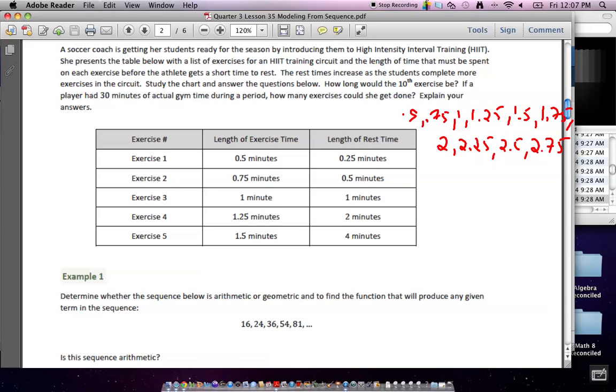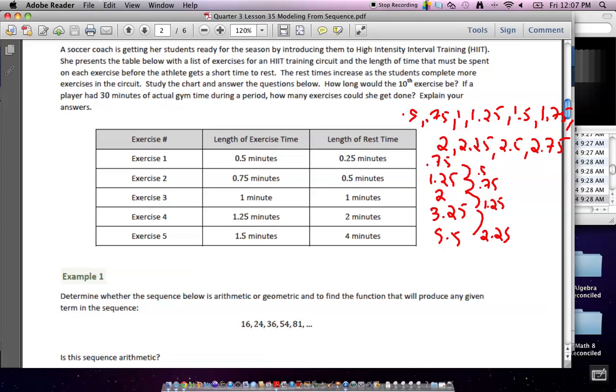All right, and then it also says here, if a player had 30 minutes of actual gym time during a period, how many exercises could she get done? Let me add this and this together. This is 0.75, this is 1.25, this is 2, this is 3.25, this is 5.5. Let's analyze what's going on here. This goes up 0.5, then 0.75, then 1.25, then 2.25. Is there an explanation for that sequence?